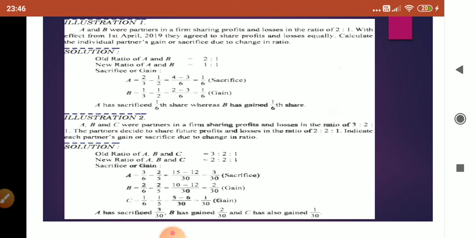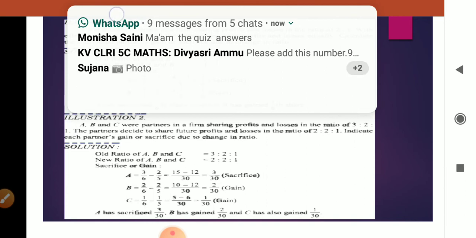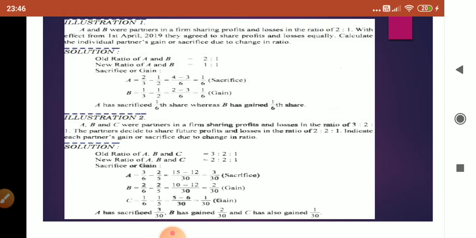Let us see the next illustration. A, B and C were partners in a firm sharing profits and losses in the ratio 3:2:1. The partners decide to share future profits and losses in the ratio of 2:2:1. So old ratio is 3:2:1 and new ratio is 2:2:1. And we have to find sacrifice or gain. So let us see for each partner.